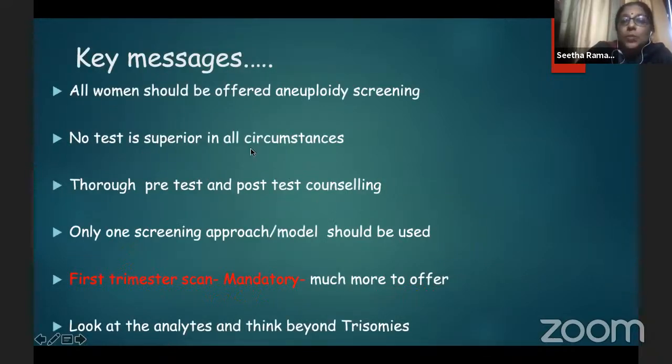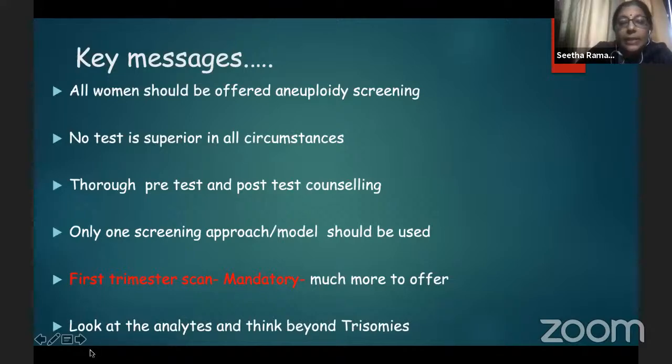So the key messages would be that all women should be offered an aneuploidy screening, whatever is available and suitable and acceptable to the couple. No test is superior in all circumstances. A thorough pre-test and post-test counseling is required. Obviously, one doesn't fit all. You have to use one screening model for that couple. You can't keep changing. Use one in the first trimester and then the second trimester. Obviously, the first trimester scan is mandatory because it has much, much more to offer if done properly.